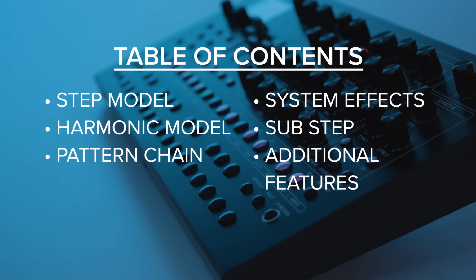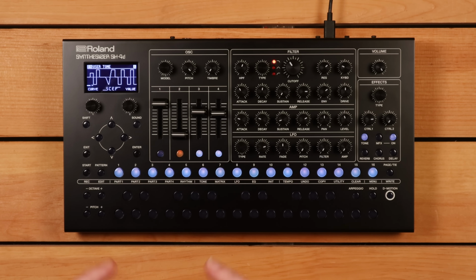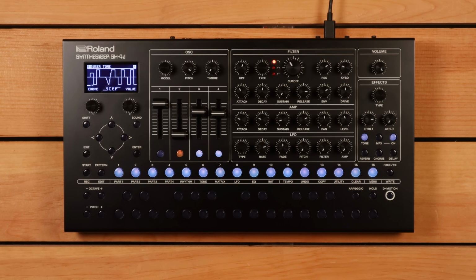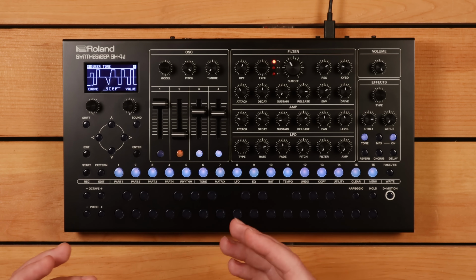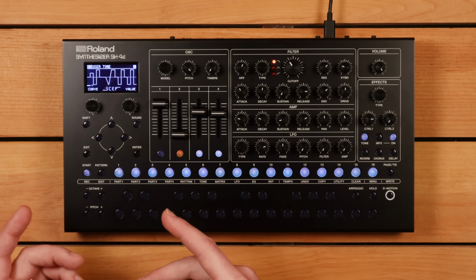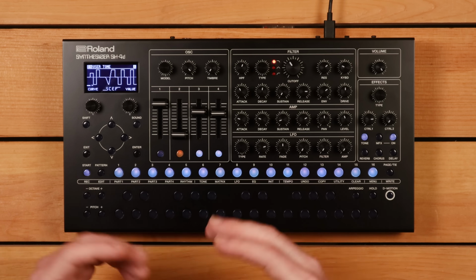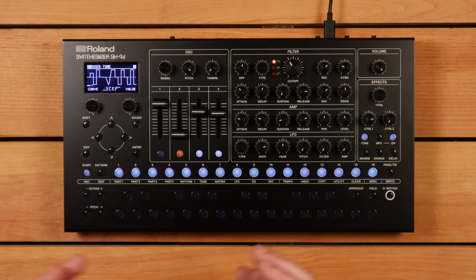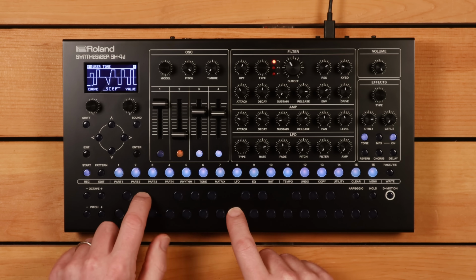Let's dig in. The new step model brings a powerful step LFO modulator to the SH-4d, with up to 16 steps and 37 different curves that can be chosen for each step. This can be applied to many different parameters like pitch, filter cutoff, amp, pan, and more. The sound generation is driven by 2 oscillators, each with their own shape, level, tuning, and pulse width settings.